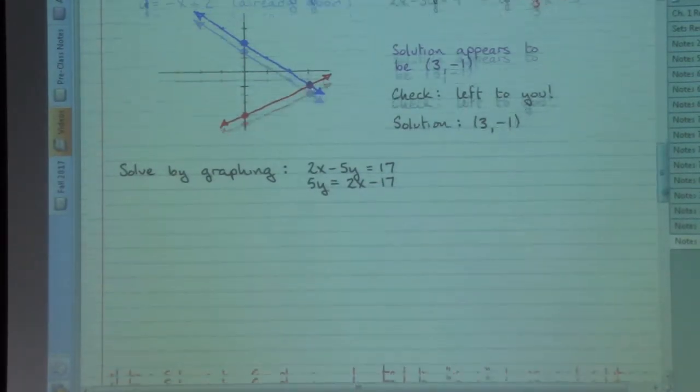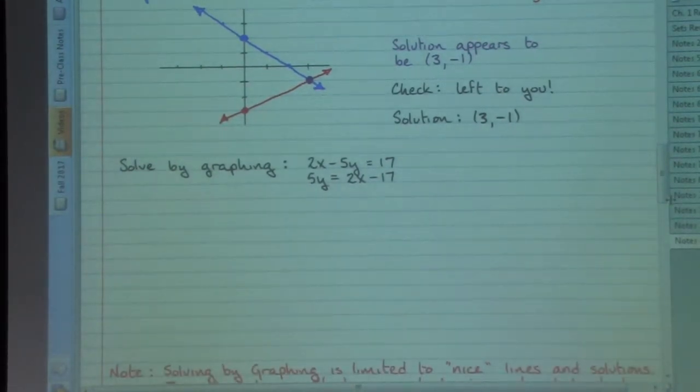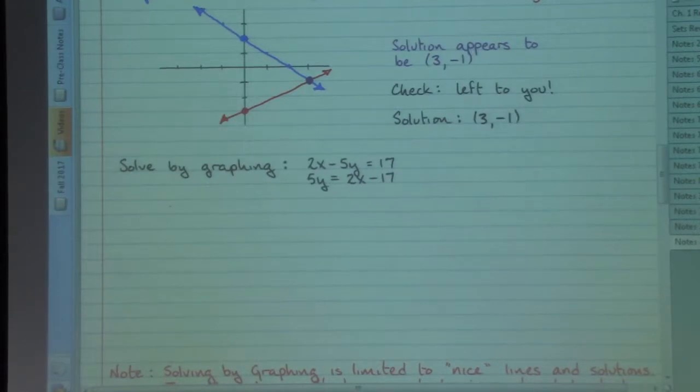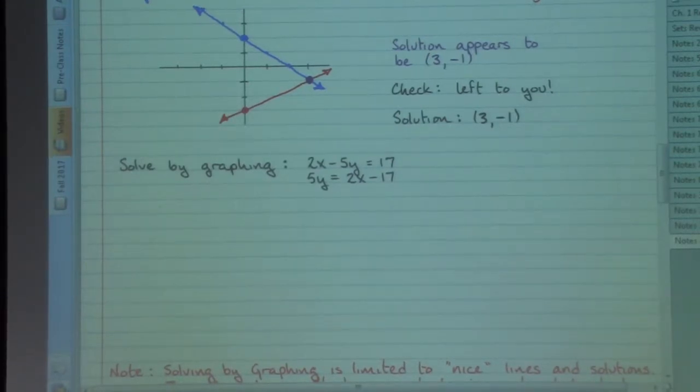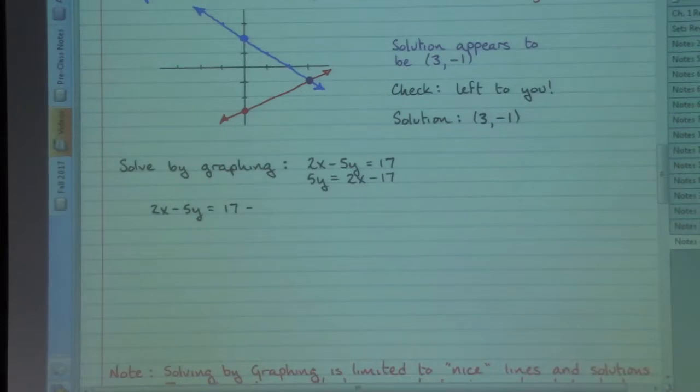Looking at a second example here, if we are working with the first equation, we have 2x minus 5y equals 17, that we would solve for y. That means that part of what we would have to do is subtract 2x from both sides.